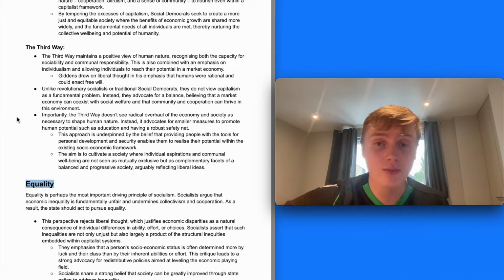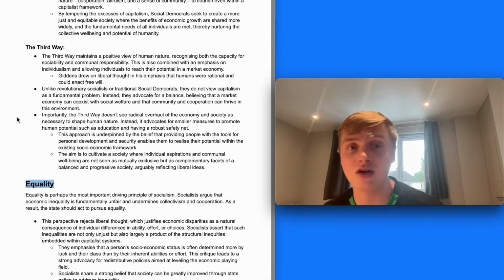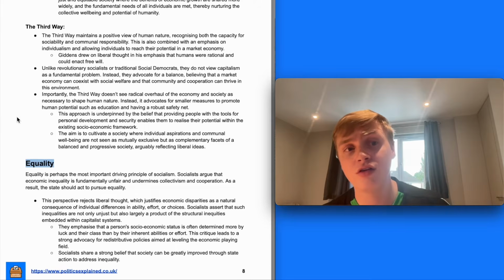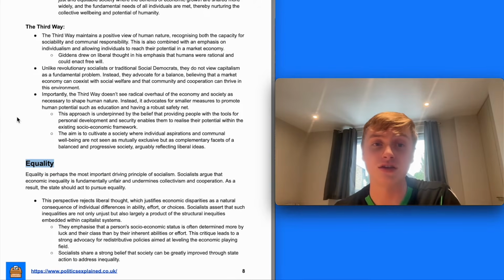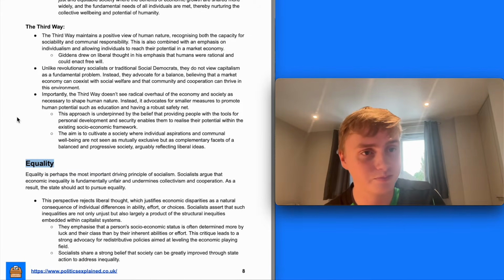The third way also maintains a very positive view of human nature, recognising the potential for sociability and communality and people working together. But crucially, for the third way, this is also combined with an emphasis on individualism and allowing individuals to reach their potential in a market economy, which potentially sees a bit of a liberal influence in their view.